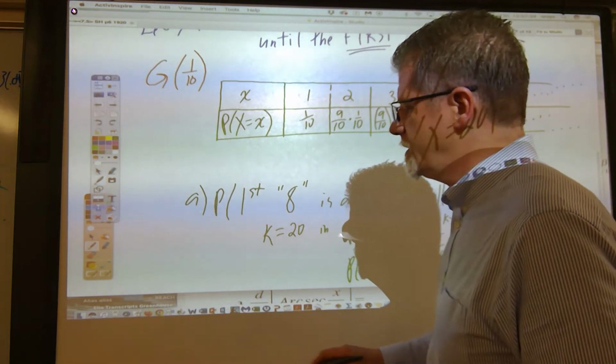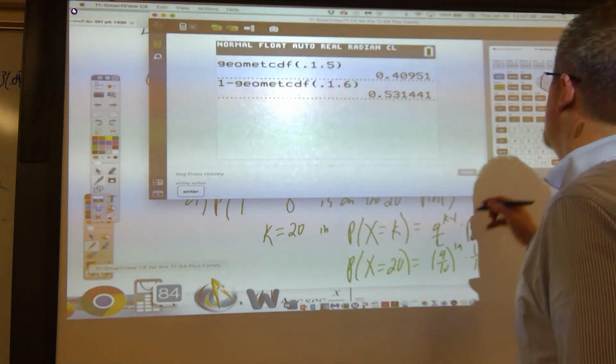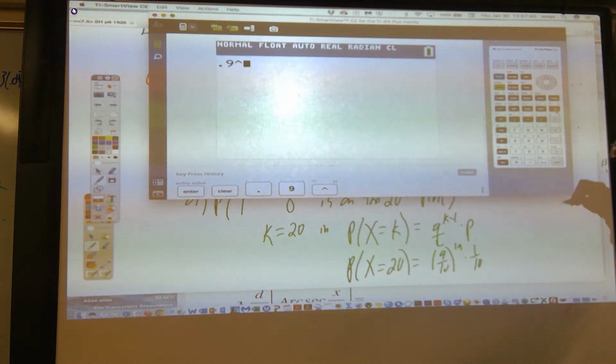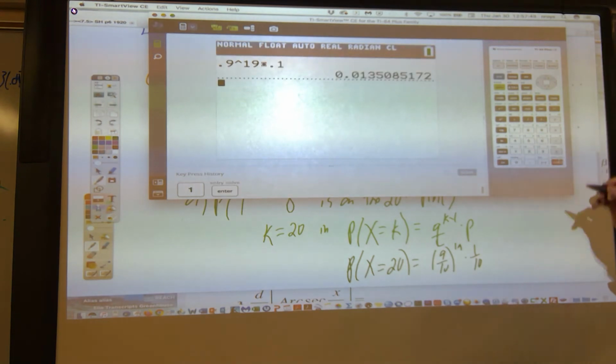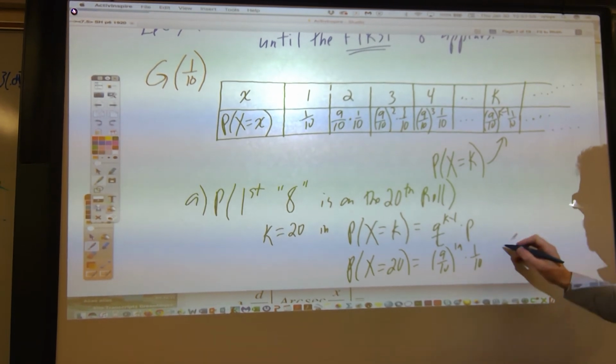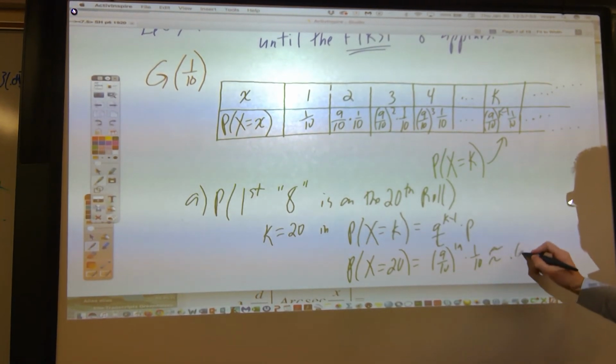By the way, on your calculator, let's round that to 4 decimals. Do me a favor, take 0.9 to the 19th, that's 9 tenths to the 19th, times 1 tenth. We're talking, hey, it's really not that unusual. It happens 1.35% of the time. 0.0135, here we go, approximately 0.0135.